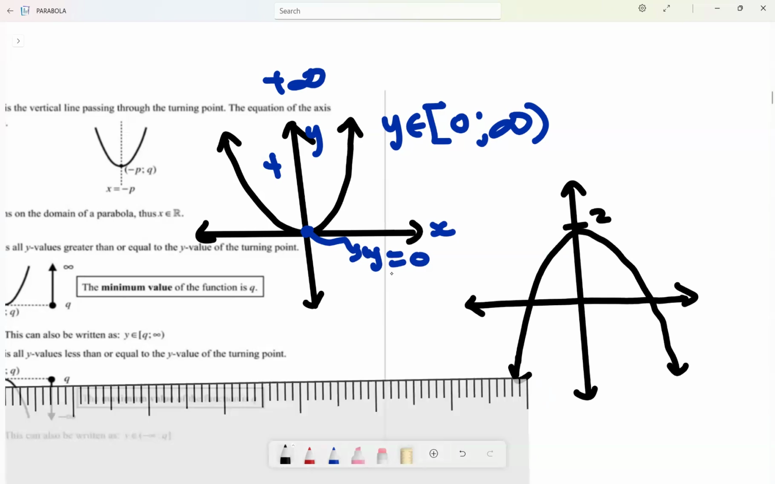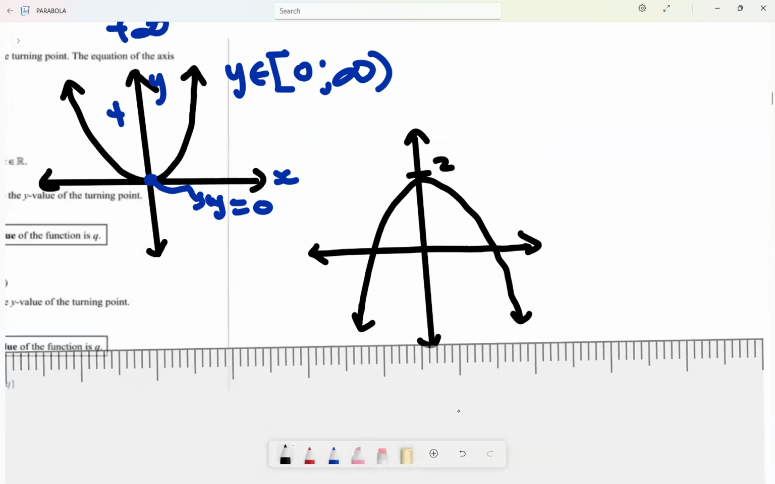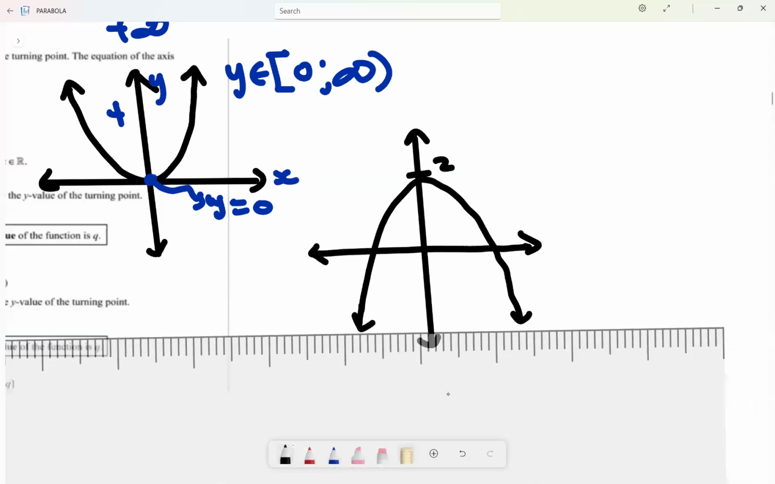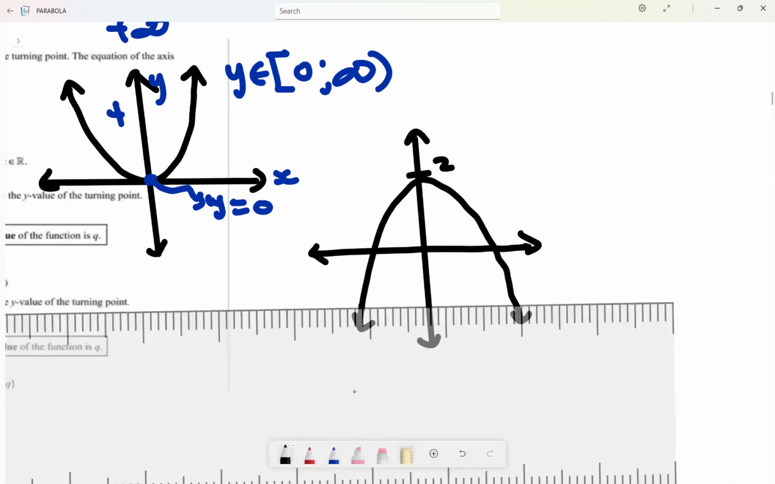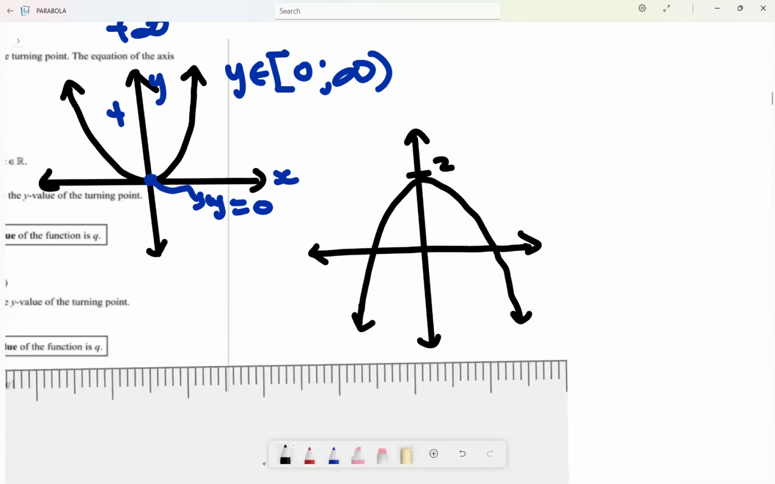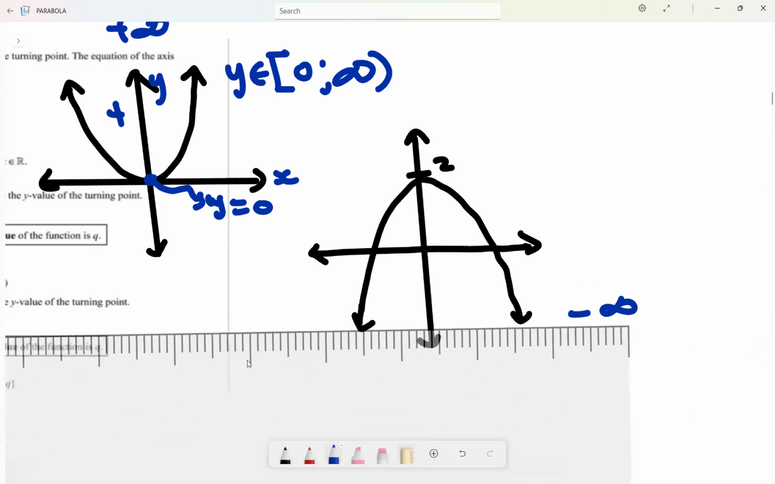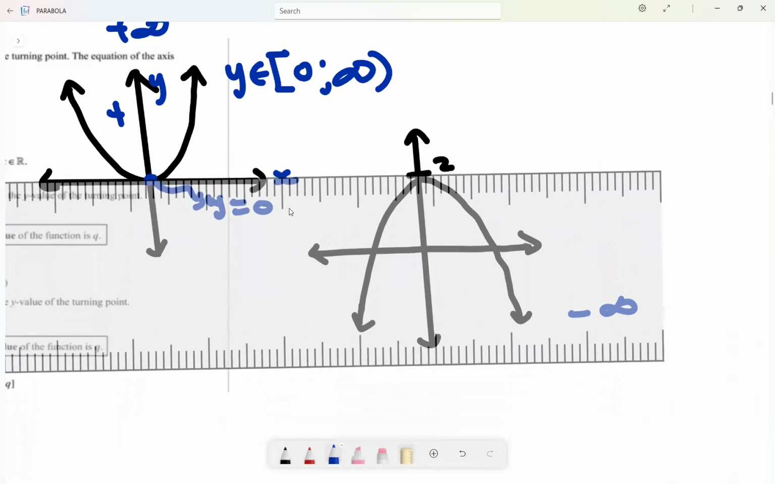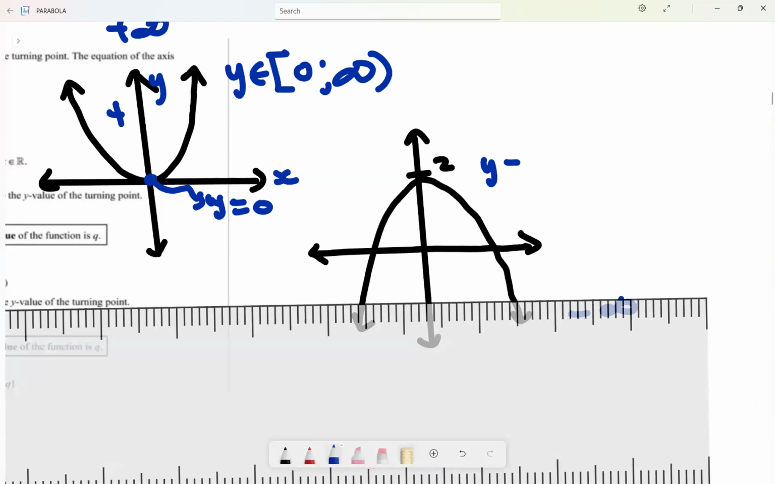Remember, how do I check my range? I start from the bottom, the negative y values. Can you see when I start here, there's no graph, but here there is a graph. If I see arrows, I know that is infinity. But in which direction? In the negative direction. So it means my graph starts from negative infinity. And then as I move up like that, where does my graph end? My graph ends here where y is equal to 2.